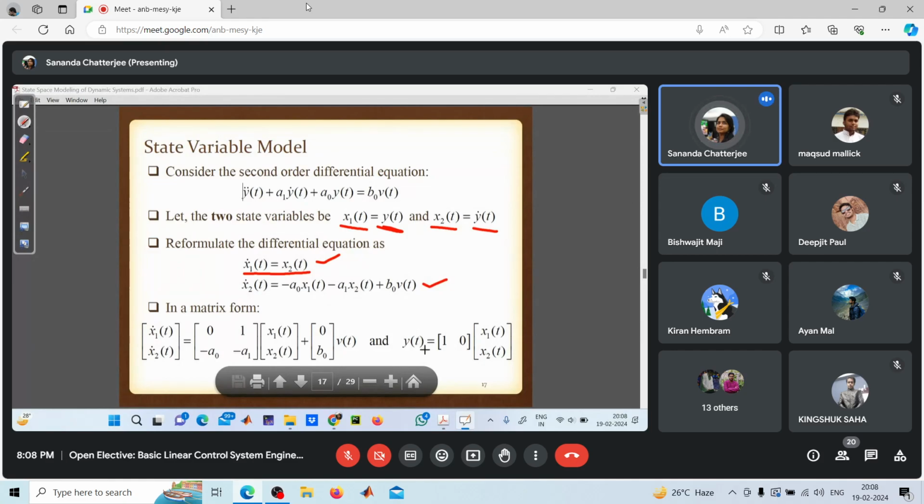And what is the output? The output is actually x1. So we can write y(t) is actually this matrix into this one. y(t) is equal to x1(t). Is it okay? Yes, ma'am.